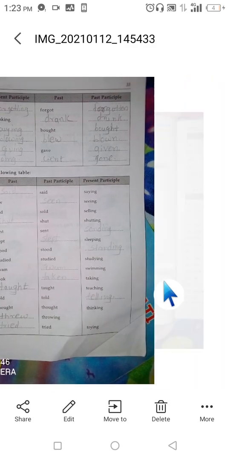Try to complete your homework. If you are facing any kind of problems, you can call me. Okay, do complete your homework.